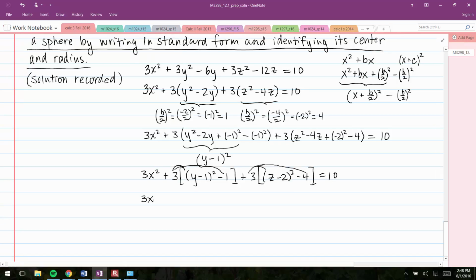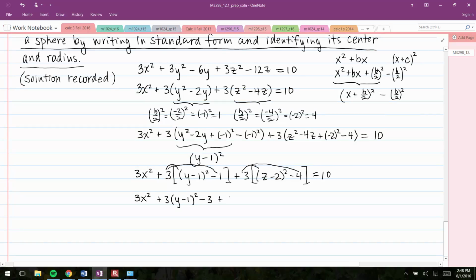So we have 3x squared plus 3 times the quantity y minus 1 squared, and then we have minus 3 without the square brackets, plus similarly 3 times the quantity z minus 2 squared, distribute, minus 12 equals 10. Now we have some constant terms we can get rid of. So notice we have minus 3, minus 12, which together are minus 15, and so we can add 15 to both sides.